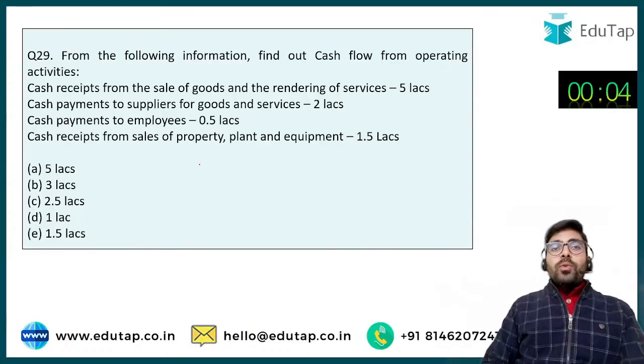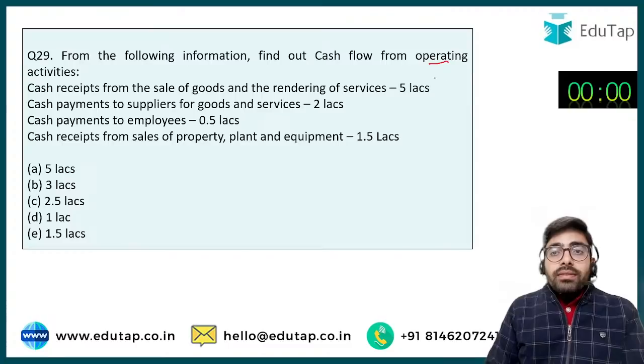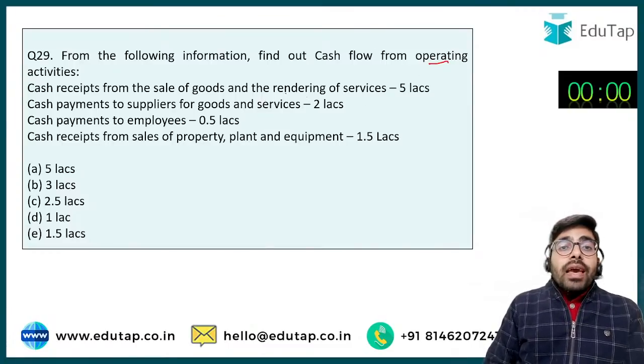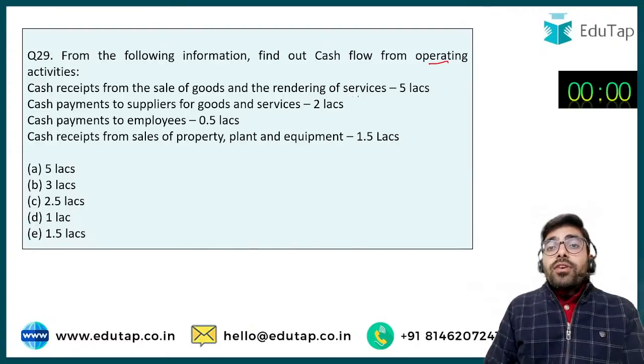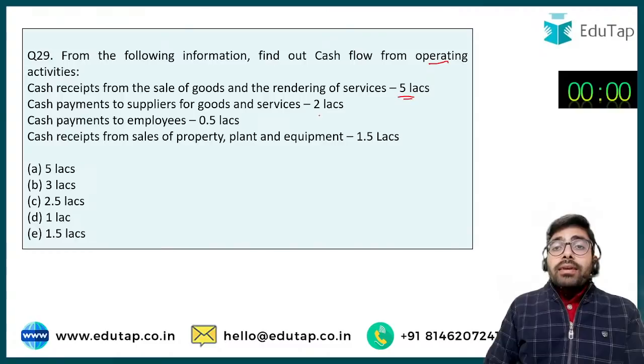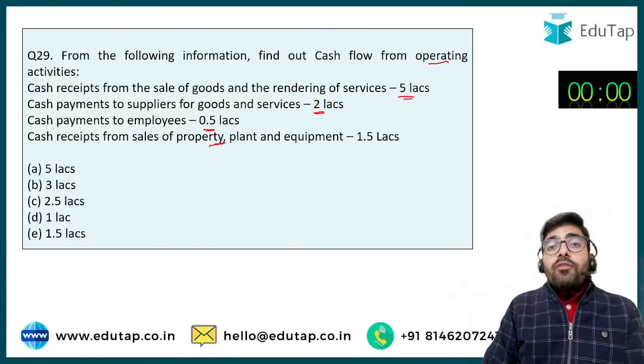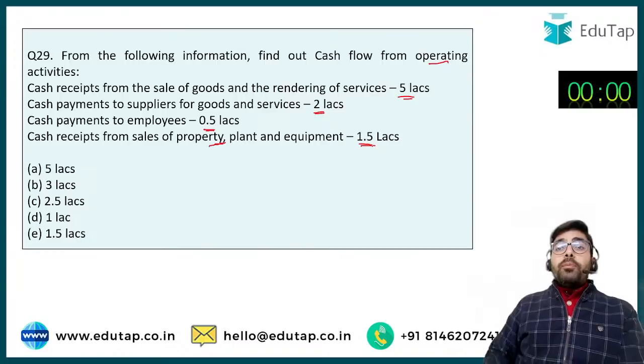Okay, so we are being asked to find out the cash flow from the operating activities. We are given this information that we have cash receipts from sale of goods and services, it is 5 lakh, cash payment to suppliers of goods and services, it is 2 lakh, cash payment to employees, it is 0.5 lakh, cash receipts from sale of property, plant and equipment, it is 1.5 lakh.